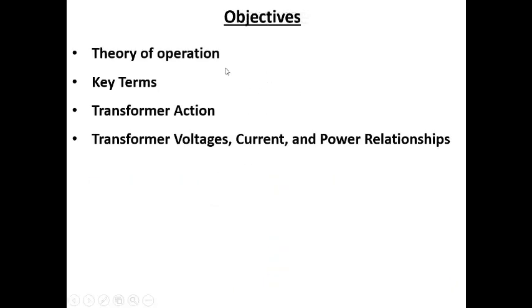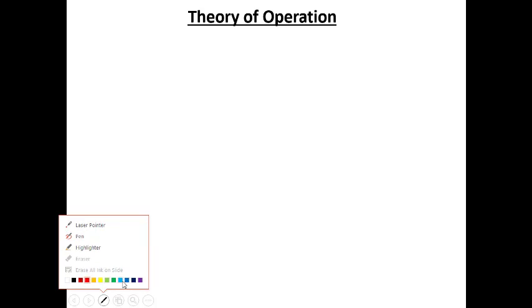Our objectives for today: we'll go over the theory of operation of transformers. We'll look at key terms that are associated with transformers. We'll talk about transformer action. Then we'll talk about transformers' voltage, current, and power relationships. All right, the first thing that we're going to do is talk about the theory of operation for a transformer. Before we get started on that, we want to review magnetism.